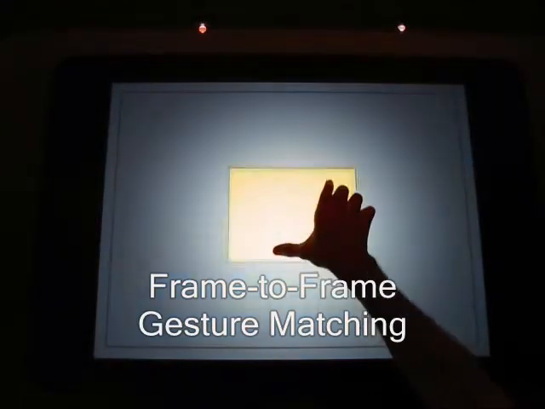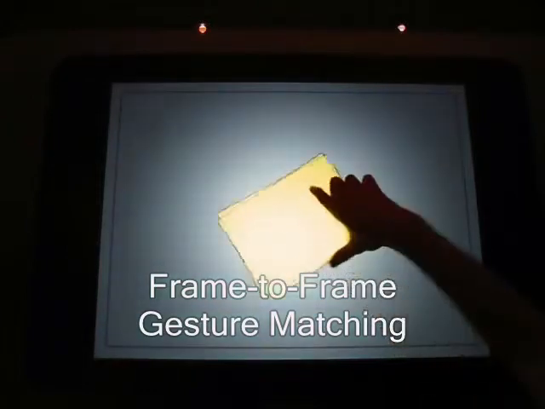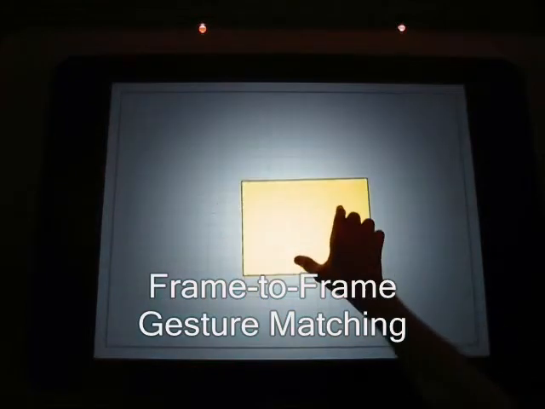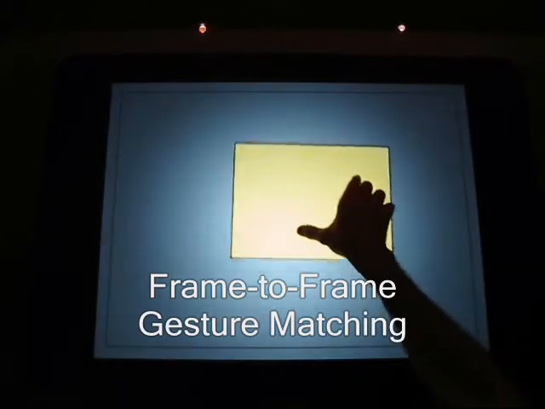With the frame-to-frame gesture matching technique, the user indicates to the system the desired operation through a quick gesture. Unless another fast gesture occurs, the object can only be manipulated in the current mode.